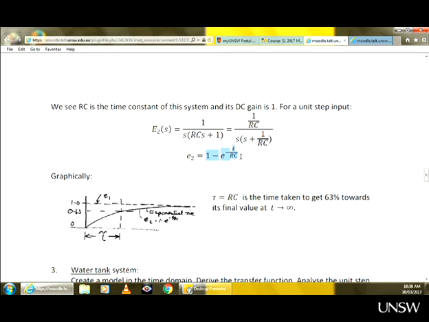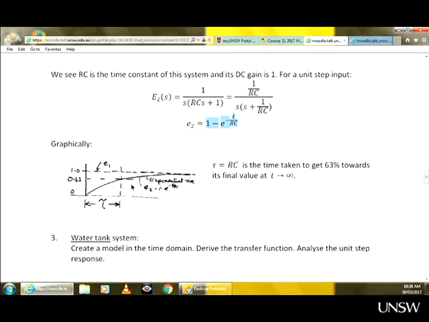Now, this exponential function doesn't have any particular, obvious points that we can use to define it. The only thing we have is this product RC. And RC is the time constant, as defined earlier. What it means in this particular case is that when time reaches RC, when time reaches tau, the output changes by 63% of its maximum value.